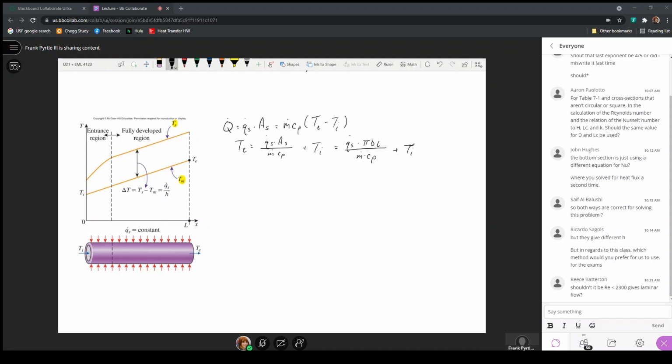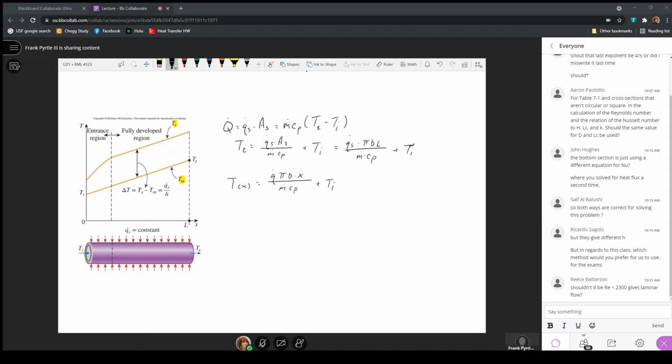Now, this is the temperature at the exit, and this is the temperature at the inlet here. Well, I can make this expression just a function of X because this is the temperature at the exit, where the exit is at X equals L. The temperature at any position in X would just be the heat flux times pi d times X divided by m dot c sub p plus the inlet temperature.